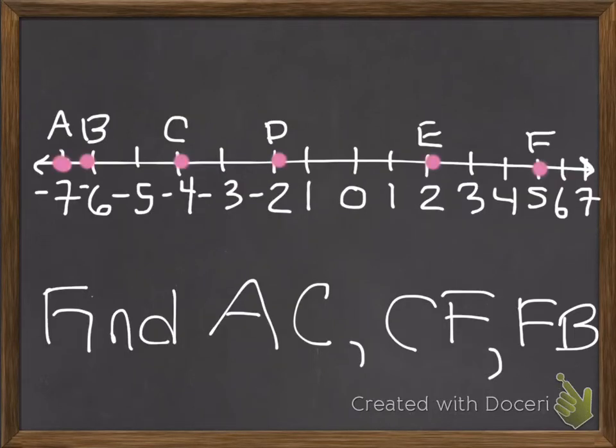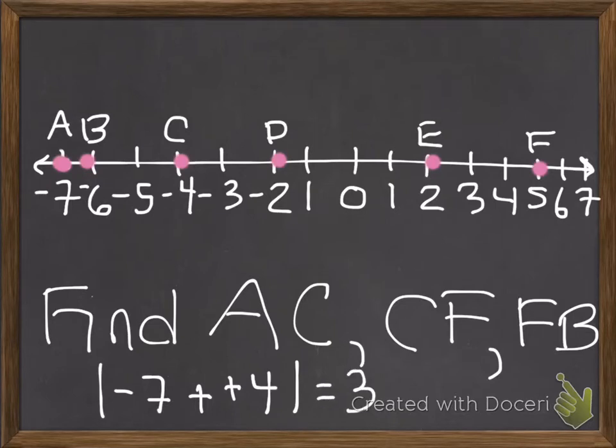Here we're just looking at a number line and we're going to find AC, CF, and FB. So if we're finding AC using the formula, we need to take negative 7, subtract negative 4, but then it's going to be the absolute value of that. So negative 7 plus 4 is negative 3, but the absolute value of negative 3 is 3. So the answer is 3.